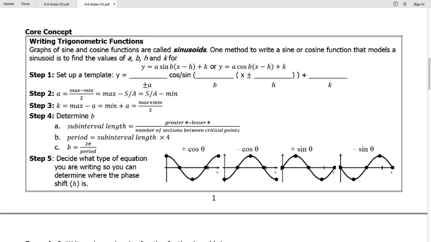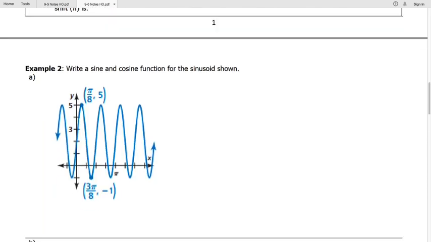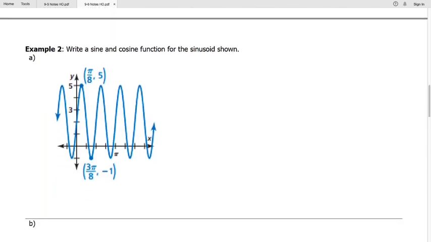So I'm going to refer back to this table with all these steps. But we're going to turn the page and we're going to look at example 2 here. So 2a, we want to write the sine and cosine function for the sinusoid shown. So step 1, and I'm going to label them. Step 1 says write a template.